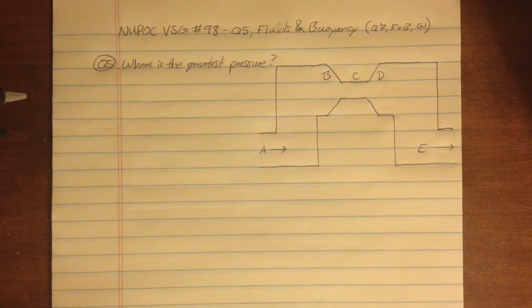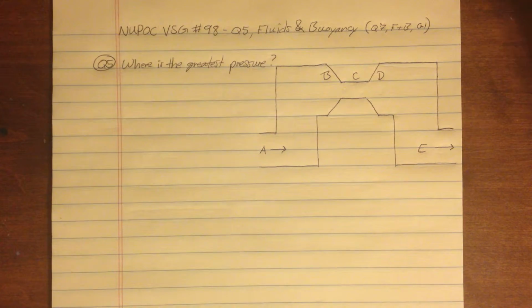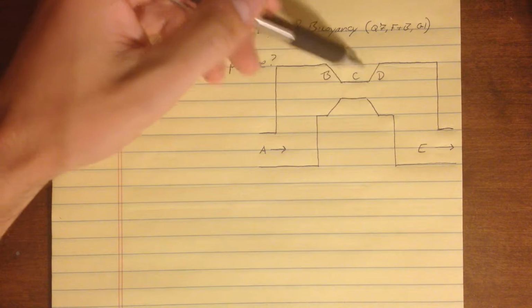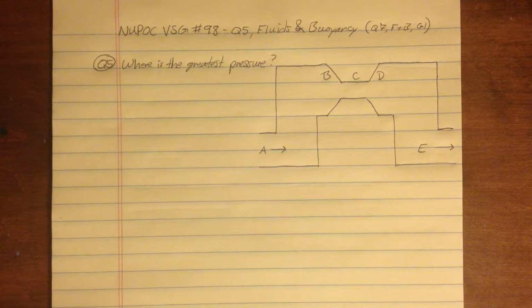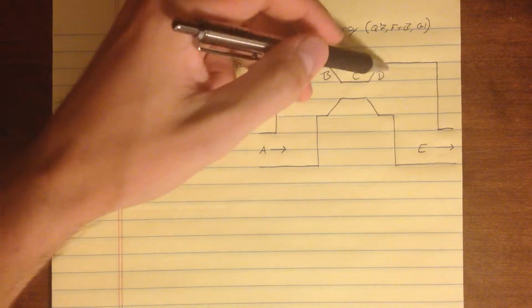So when I first looked at this problem, I'm not a mechanical engineer, so my first instinct was to say, oh, well, the greatest pressure is at C because the pipe is narrow, it's constricted, it's putting more pressure on the fluid, but that's not true. In fact, while there is higher velocity through point C, there's actually lower pressure than at points B or D.